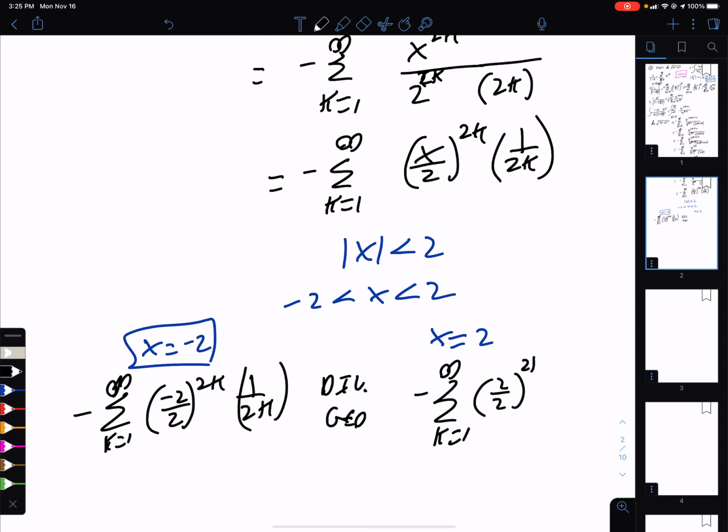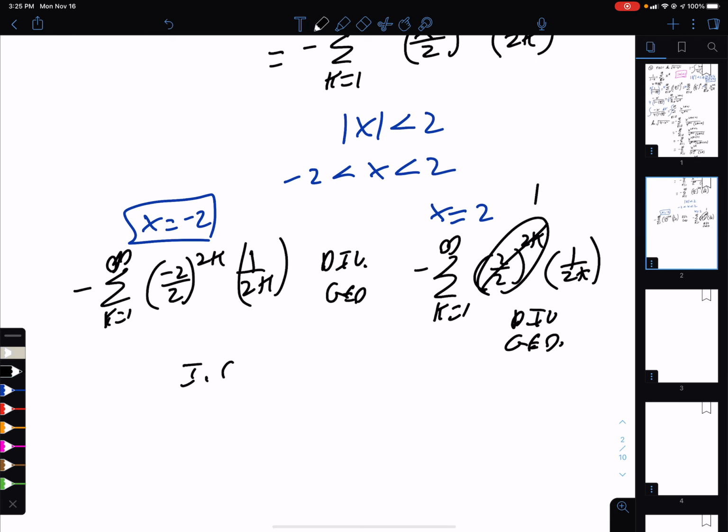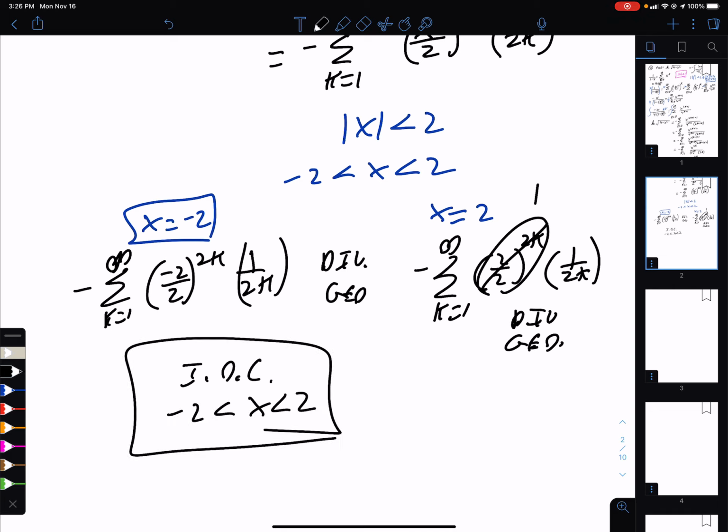2 over 2 to the 2k, 1 over 2k, and quickly you see this is just 1. This also is a divergent geometric series. So the interval of convergence is not going to include the endpoints. So that is my interval of convergence for that problem.